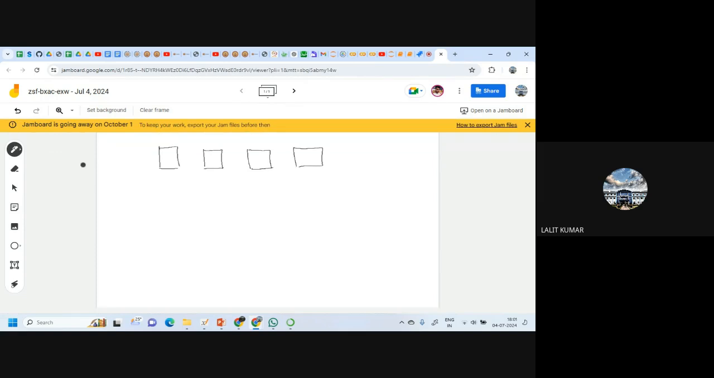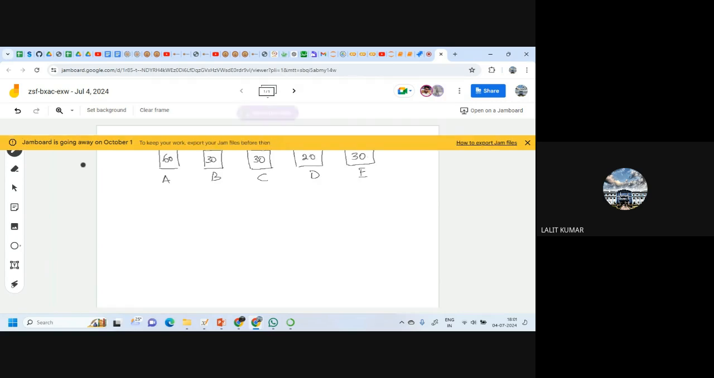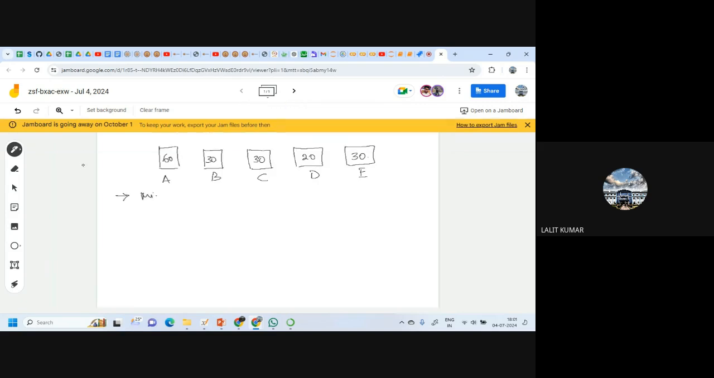We say that a work has got five activities A, B, C, D, and E. For example, this takes 60 seconds. This takes 30 seconds. This also takes 30 seconds. This takes 20 seconds, and this takes around 30 seconds. So the first thing that was covered in the lecture is known as the minimum cycle time, and another is the max cycle time.